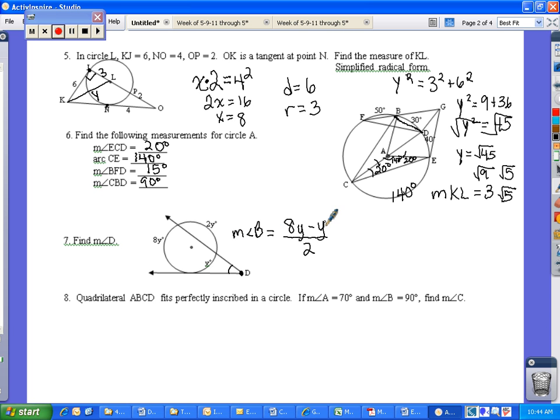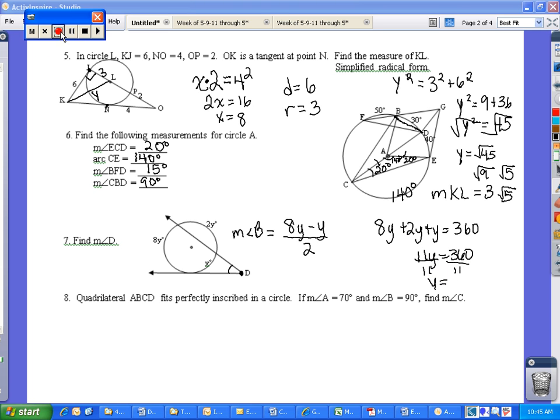Well, I need to find y. If you notice, I have all of the arcs of the circle, and what do all of the arcs of a circle add up to? That is correct. They add up to 360 degrees. So I have to solve this equation, which will give me 11y equals 360. Divide both sides by 11, and y is about 32.72 repeating. So we'll just say 32.727.